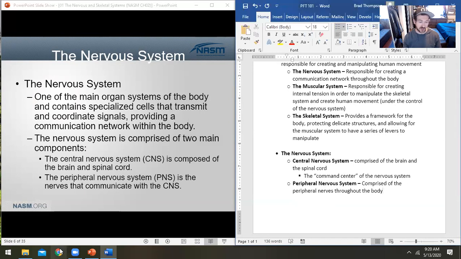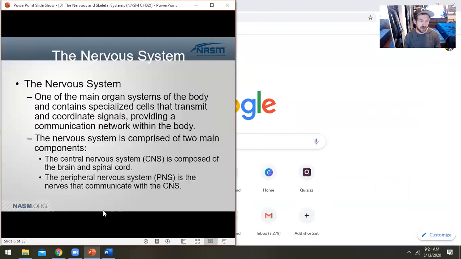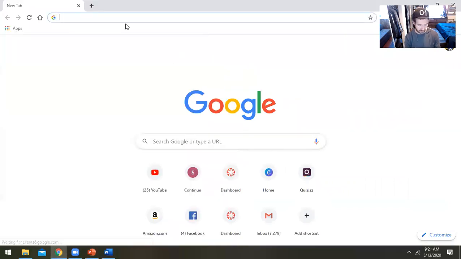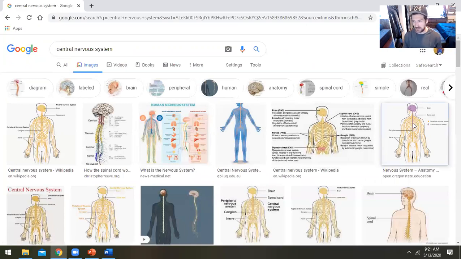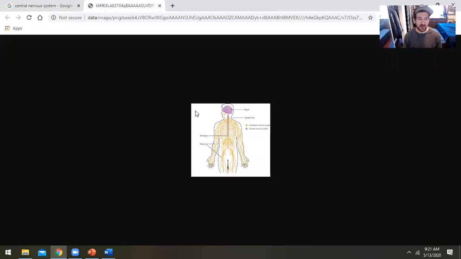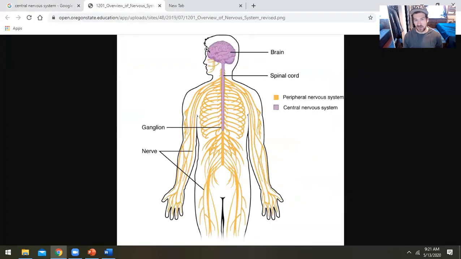So when you think of your central nervous system, right? I think I've got a picture coming up. If you look at your central nervous system, it is this section right here. It's literally what they've got labeled out. It's this purple section, right? The brain and the spinal cord. Your peripheral nervous system branches out from that spinal cord throughout the entire body, right? It provides this communication from all of these different areas throughout your body.